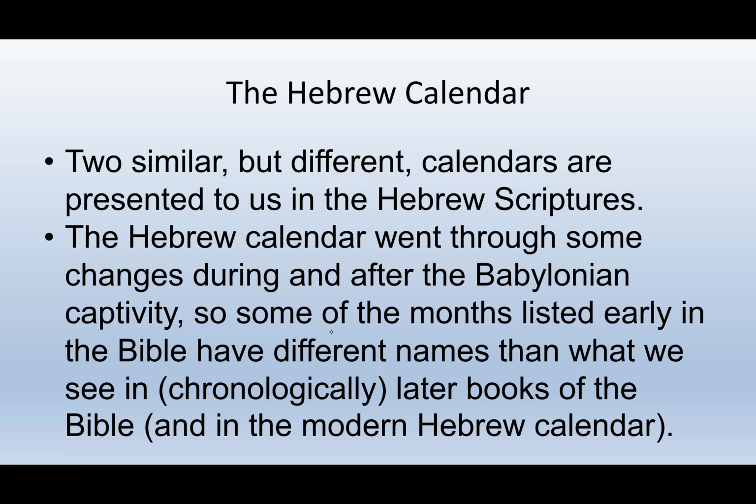The Hebrew calendar went through some changes during and after the Babylonian captivity. So some of the months listed early in the Bible, chronologically speaking, have different names than what we see in the later books of the Bible. And then the modern Hebrew calendar is different again.